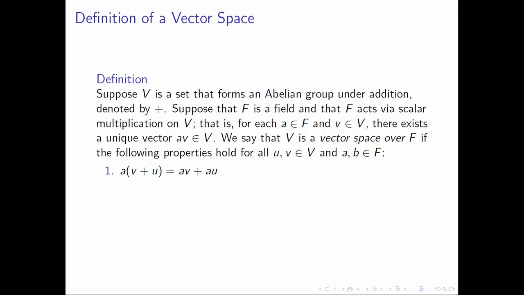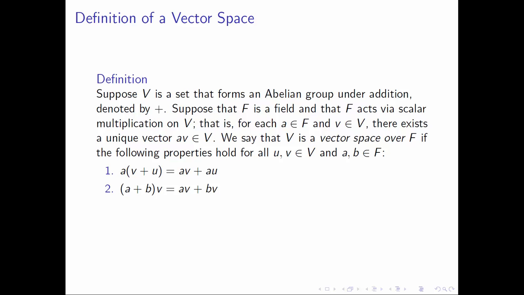The first thing that we require is we require multiplication by the scalar to distribute over the addition of the vector space. So that is, if I first take two vectors v and u and add them together, and then multiply by the scalar a, that should be the same thing as if I multiplied each of them individually, v and u, by the scalar a, and then added them together. So the scalar multiplication distributes over the addition of the vector space.